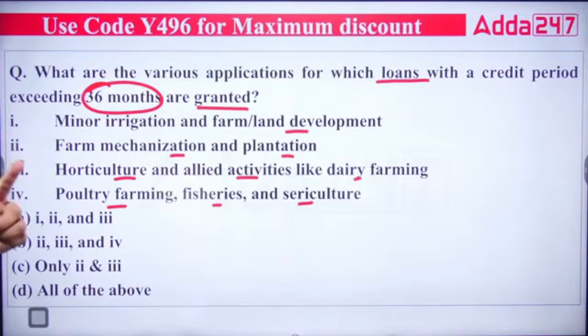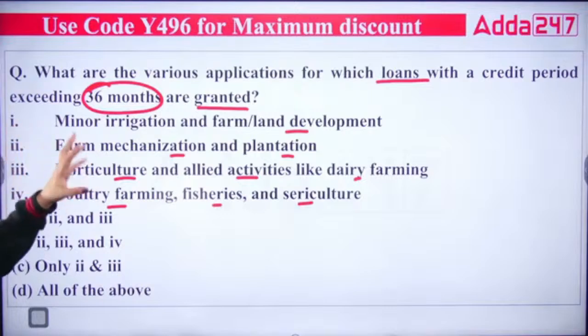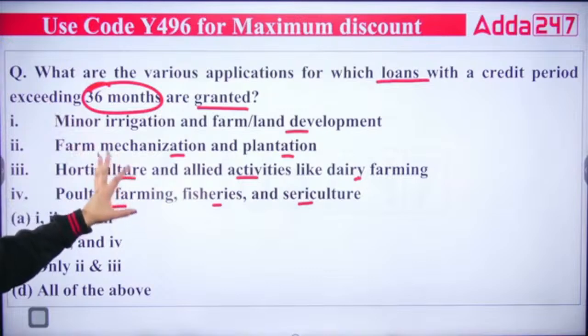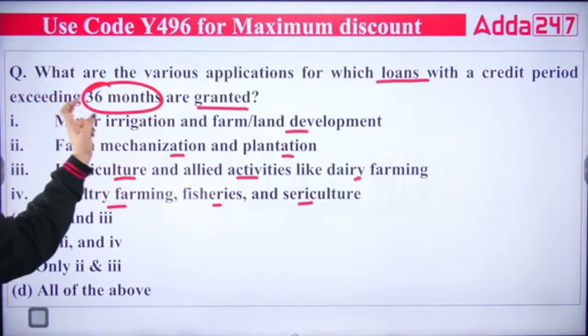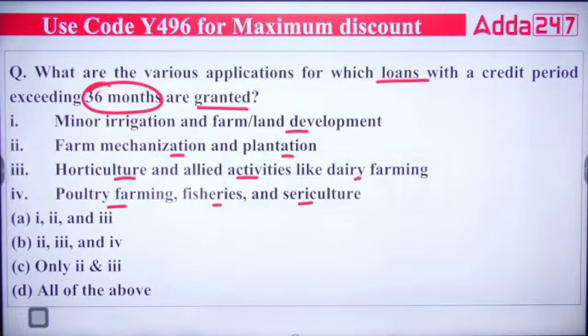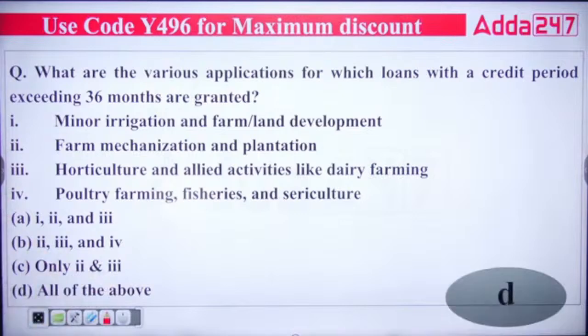If you talk about minor irrigation, farmland development, farm mechanization, plantation, horticulture, allied activities like dairy farming, sheep, goat rearing, rabbit farming, poultry farming, fisheries, sericulture, beekeeping, mushroom cultivation, biogas plants, all these are getting the loan application approved with a credit period exceeding 36 months. It means the right answer will be all of the above. All these activities will get this period. So the right answer is D. Clear? Next.